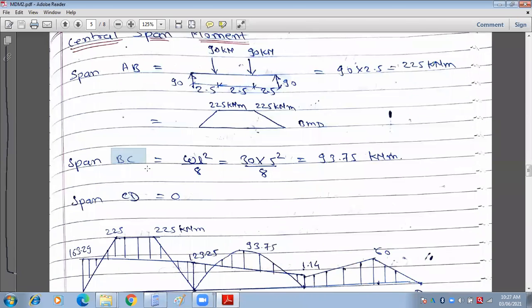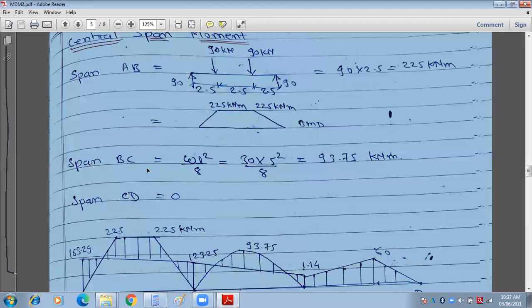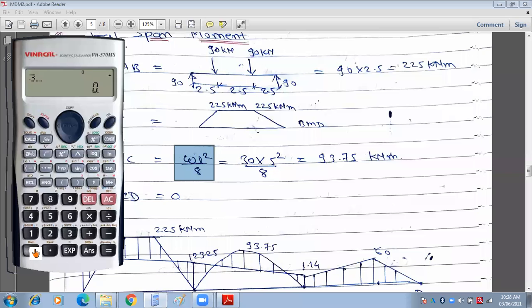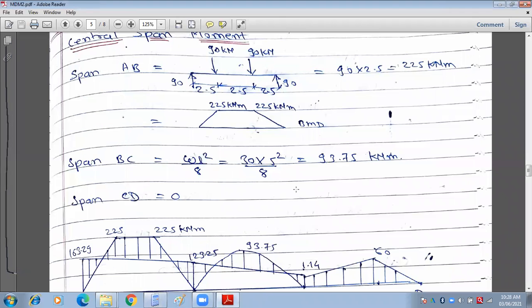For the span BC, it is WL square by 8. Now this W is 30, so 30 into 5 square divided by 8. Make the calculation: it is 93.75. And for the span CD there is no external load, therefore the central span moment is 0.